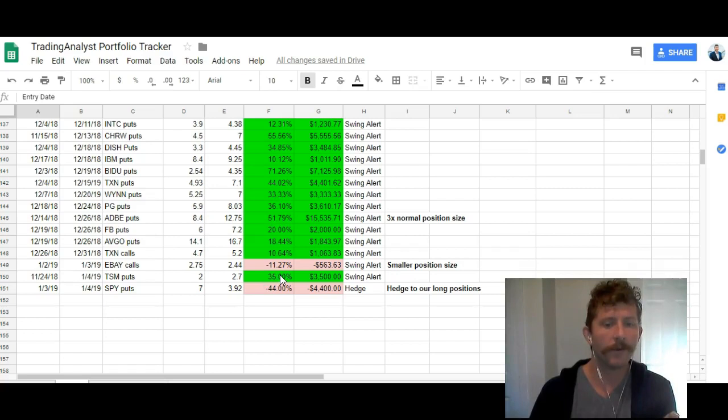51%, 35%, very nice gains that we've had here. And this loss that we had here was just a hedge for our long positions in the S&P 500 that we took right there. So again, lots of winners, very few losers, and our winners are much bigger than our losers, and these are all sent out in real time via text message to every single one of our members.